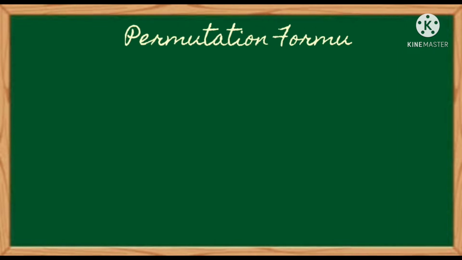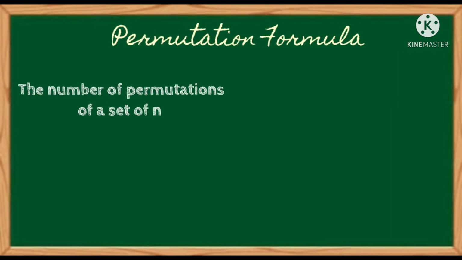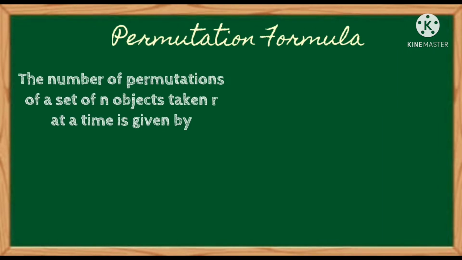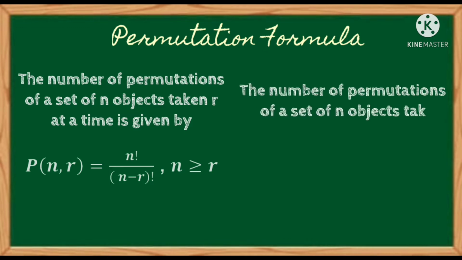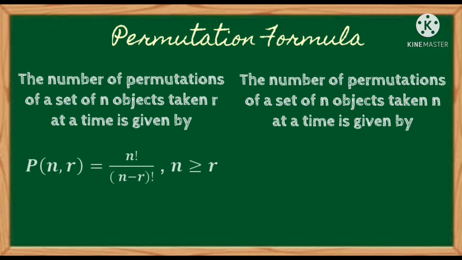For the permutation formula, the number of permutations of a set of n objects taken r at a time is given by the permutation of n taken r is equal to n factorial over the quantity of n minus r factorial, where n is greater than r. And the number of permutations of a set of n objects taken n at a time is given by the permutation of n taken n is equal to n factorial.